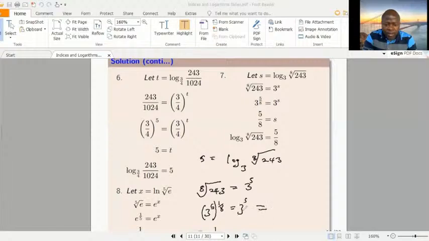The bases are the same. That means s should be the same as 5 times 1/8, which is 5 out of 8. And that's what I did. So you can follow this working. And for the sake of the notes, you can copy what I have on my slide.